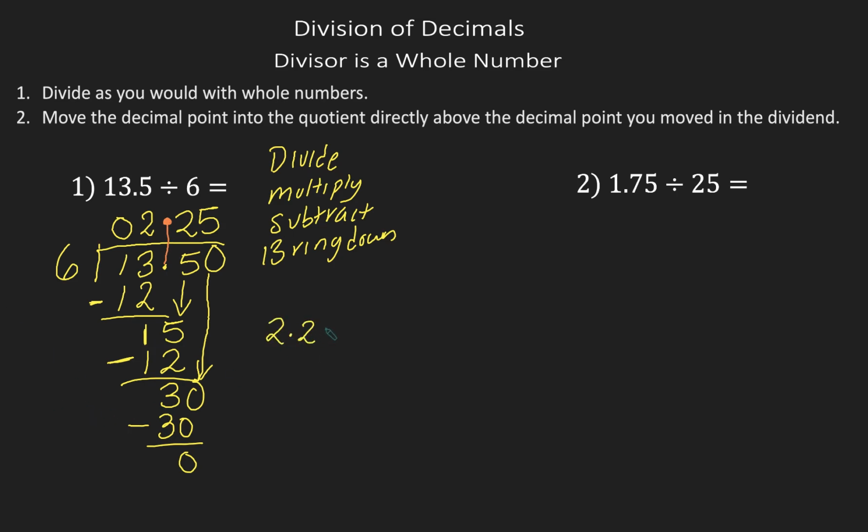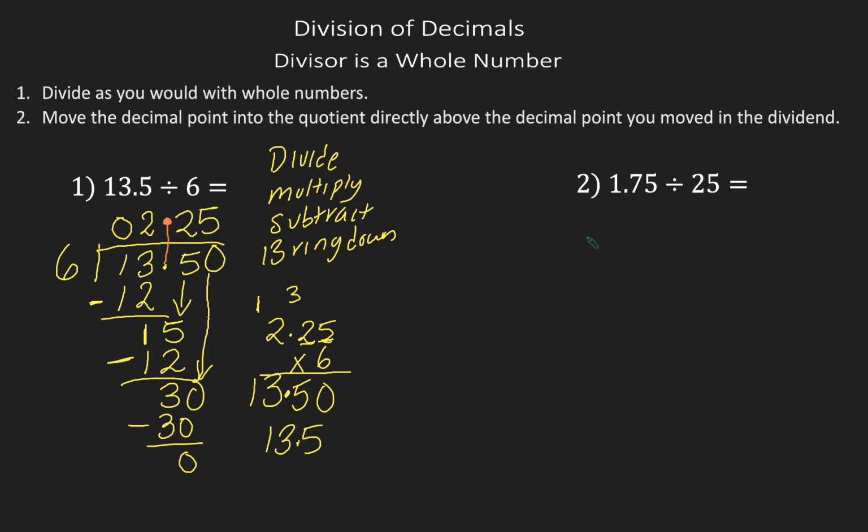Now you can always check your answer, and to do that you're going to take your quotient, which is 2.25, multiply it by your divisor, and we're going to see if we get our dividend. 6 times 5 is 30, carry my 3. 6 times 2 is 12, plus 3 is 15, put the 5, carry the 1. 6 times 2 is 12, plus 1 is 13. How many decimal places do we have? Simply 2. And remember, this 0 is not necessary, so my answer is 13.5, which is the same as my dividend, so my answer is correct.